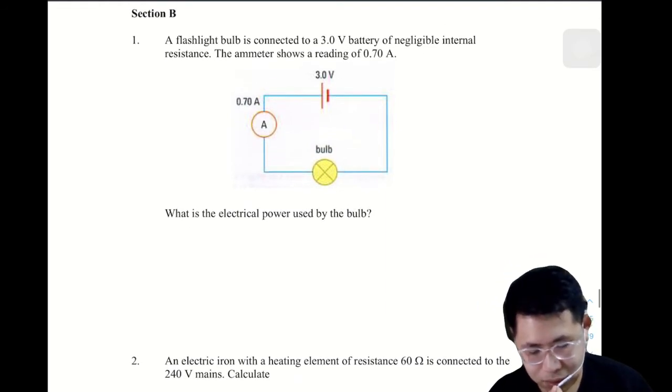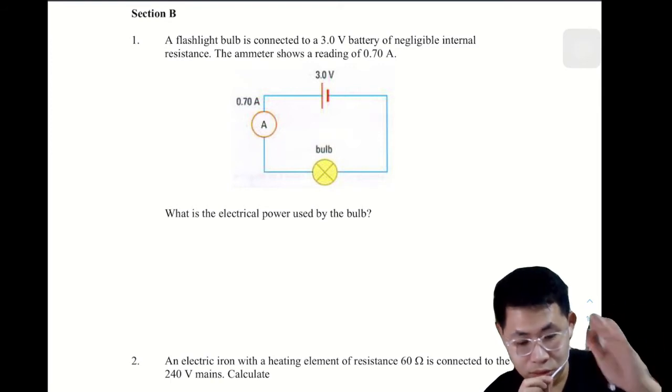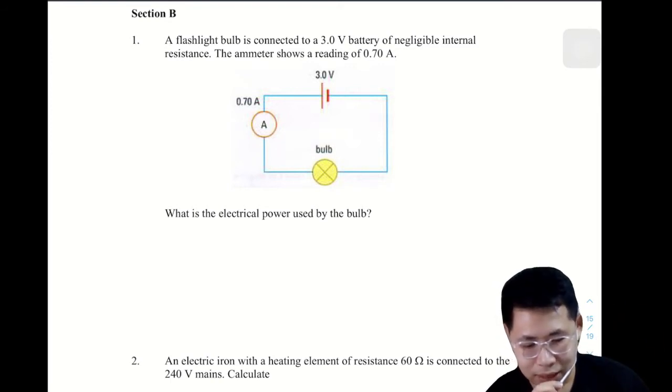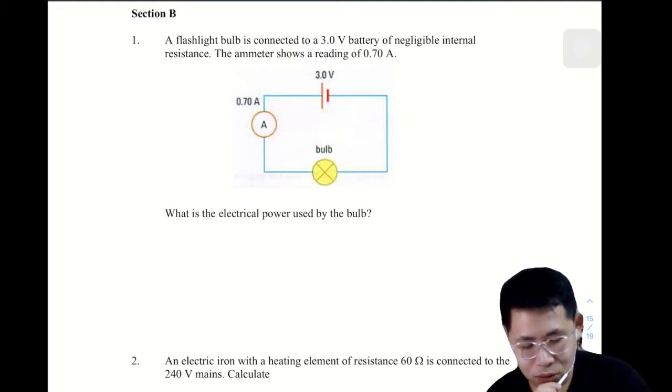Alright, so section B. Now we have a flashlight bulb connected to a 3-volt battery, negligible internal resistance. The ammeter shows a reading of 0.7 ampere. So battery, ammeter, light bulb. Okay, so let us write down the quantity that we know.